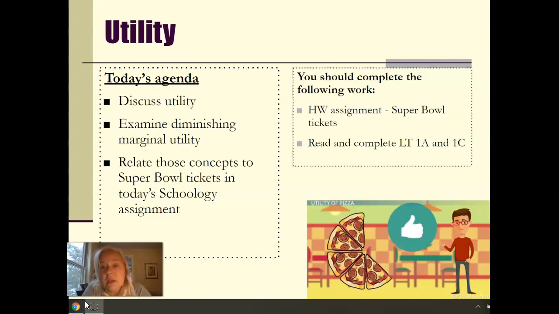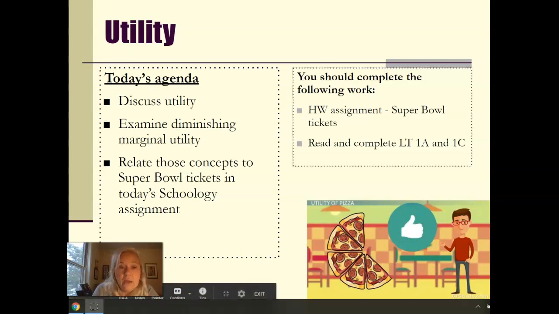You do have an ABA due today at 3:30. It's just a question about whether you'd like to go to the Super Bowl. And then your homework assignment is due later, but you, of course, can finish it during the school day if you'd like. And then you should be working on learning targets 1A and 1C.